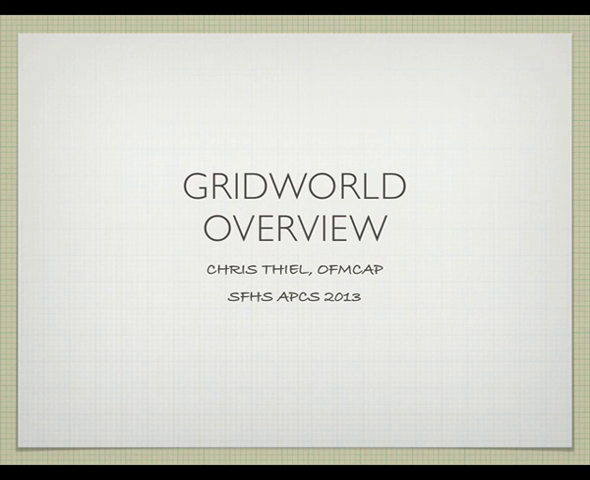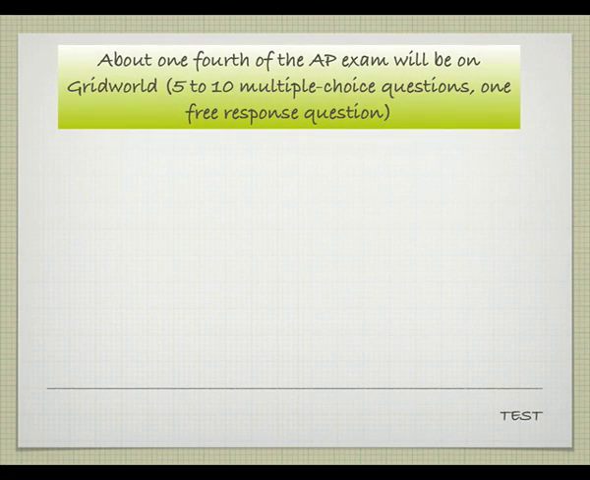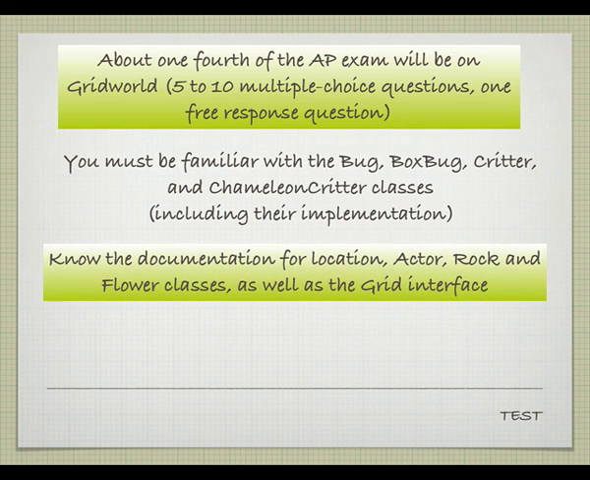Let's talk about Gridworld and take it as a big picture. This is on the AP Computer Science A test, and it will have anywhere from 5 to 10 multiple choice questions and 1 free response question. So you have to be familiar with its classes like Bug, BoxBug, Critter, ChameleonCritter, and how they're implemented.